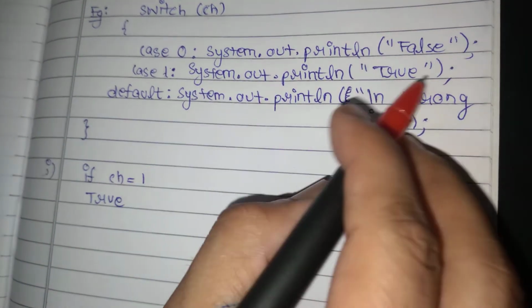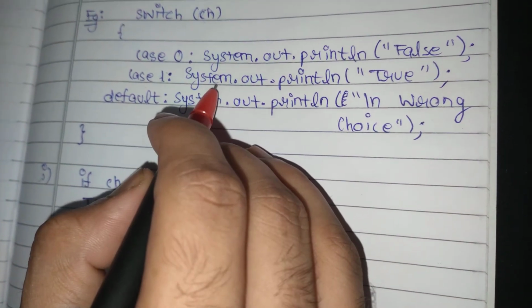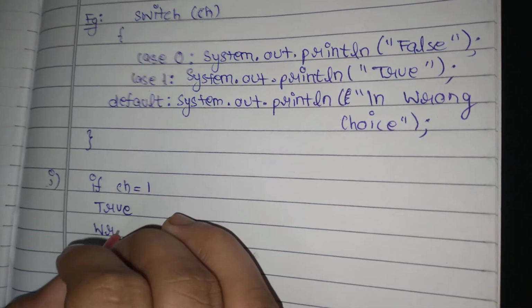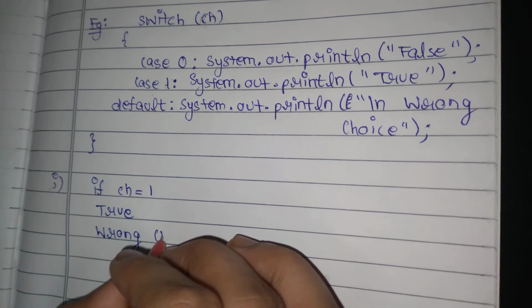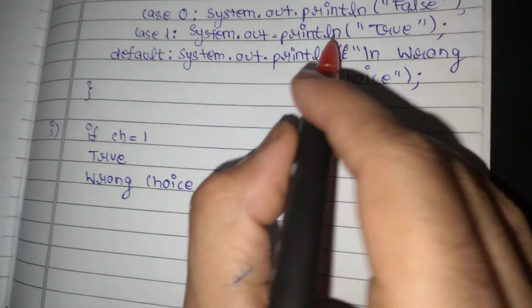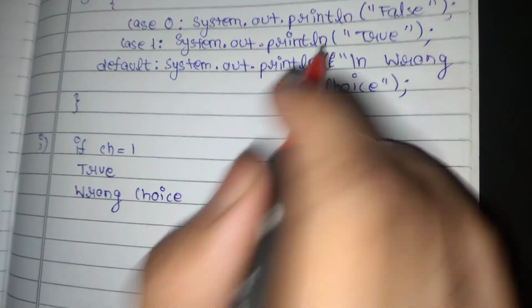But you say that you have not put any break statement, so default will also be printed. So below it, wrong choice will also be printed. It will be printed below true because here you have given println.